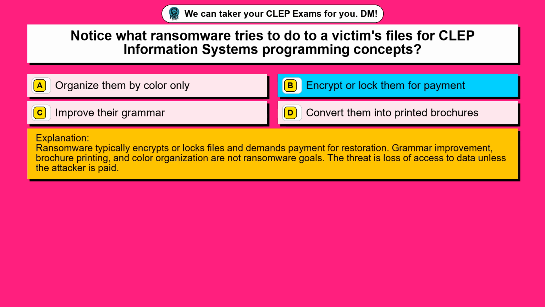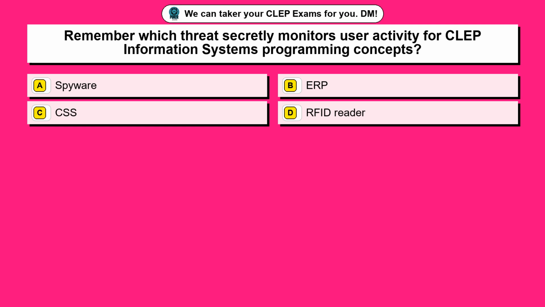Ransomware typically encrypts or locks files and demands payment for restoration. Grammar improvement, brochure printing, and color organization are not ransomware goals. The threat is loss of access to data unless the attacker is paid. Question 43. Remember which threat secretly monitors user activity for CLEP Information Systems programming concepts.